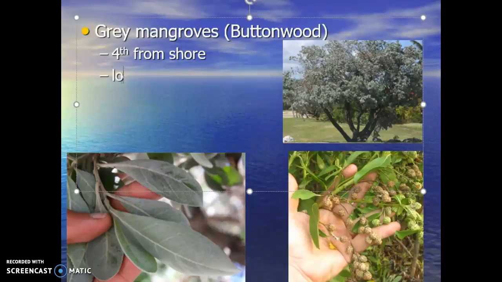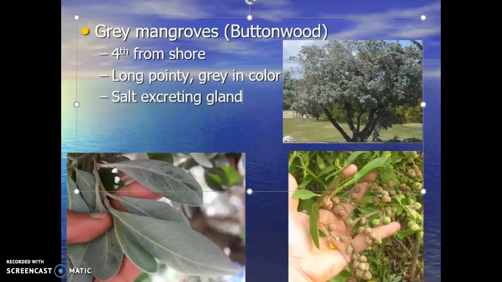The leaves are long and pointy, gray in color, and the leaves will actually have salt excreting glands to help rid themselves of salt, similar to what we saw in the black mangroves. But the color of the leaves is usually the best indicator, and it's the bottom of the leaf that's going to be that gray color. But long, pointy, not nearly as thick and leathery as the other mangroves we were looking at, but salt excreting glands that help get rid of the salt.